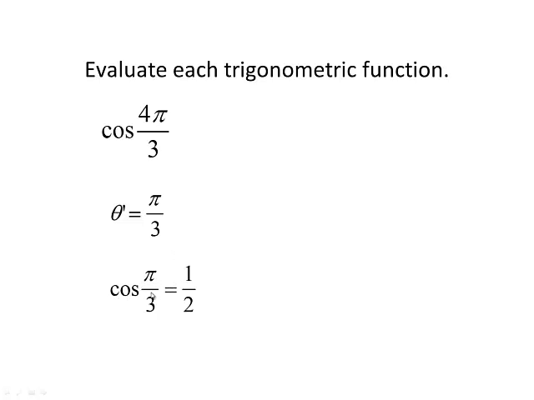So cosine of pi over 3 is 1/2, and because cosine of 4 pi over 3 in the third quadrant is negative, then the answer is negative 1/2.